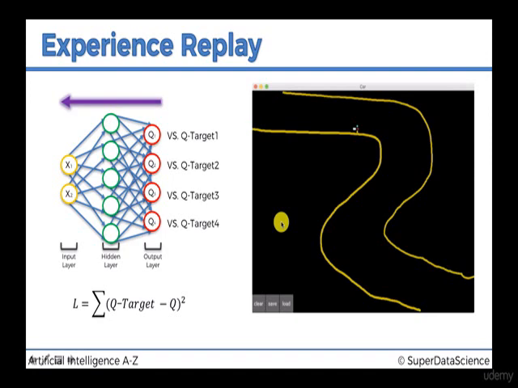And another benefit of experience replay is that sometimes in an environment like this, you might have very valuable, rare experiences. So, for instance, let's look at this corner. This is a right corner, and a very sharp one.